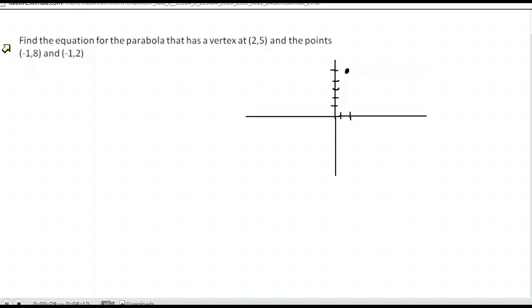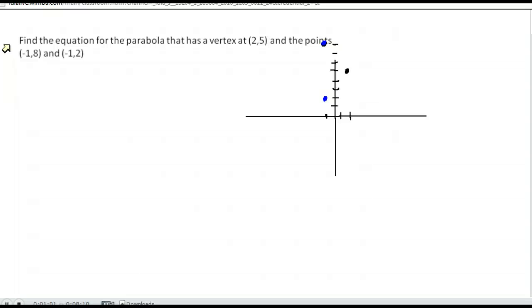I'll try to draw as clearly as possible. And that the parabola passes through the points (-1, 8) and (-1, 2). I should do these in a different color so you remember they're not the vertex. Here and here. So we know the vertex is the turning point, that black point that we put on first.